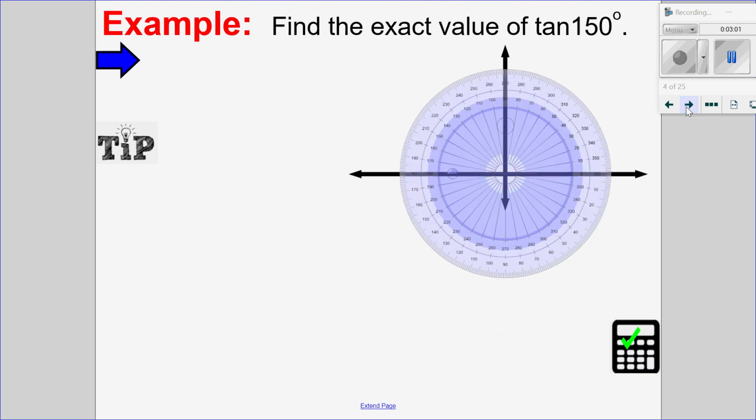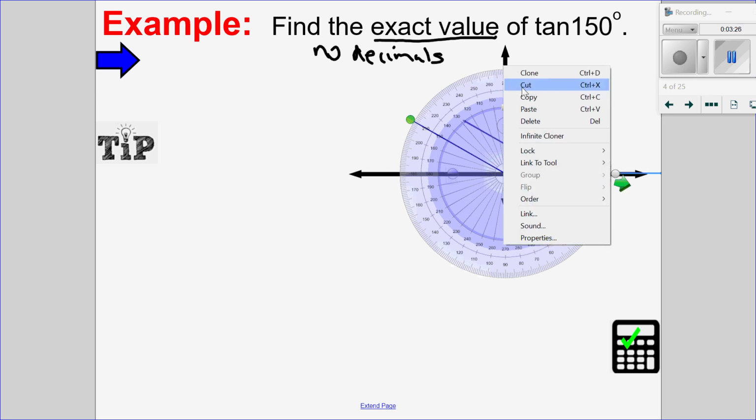Here's an example. Exact value of tan 150. First thing I want to mention is if it says exact value, that means no decimals. Just like on the last question, no decimals for an exact value. So first thing I'm going to do is sketch my angle, 150 degrees, which is in quadrant number 2.